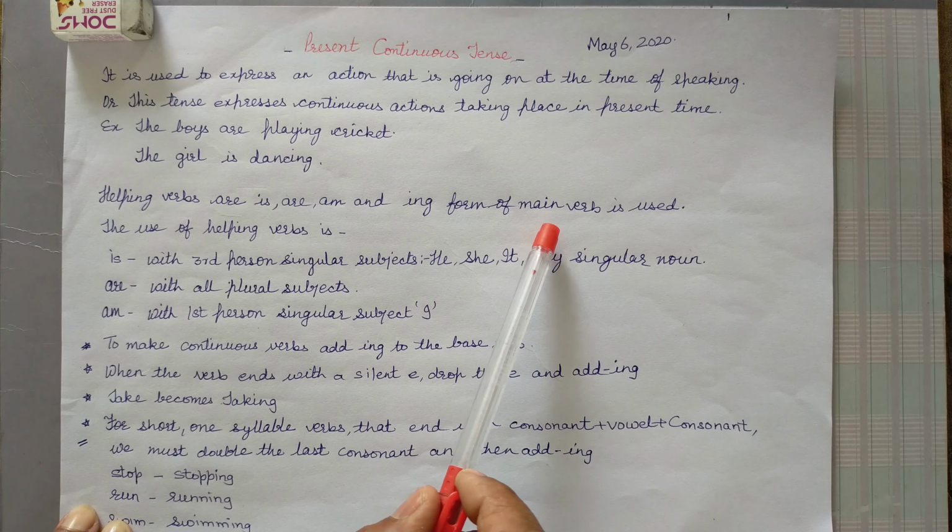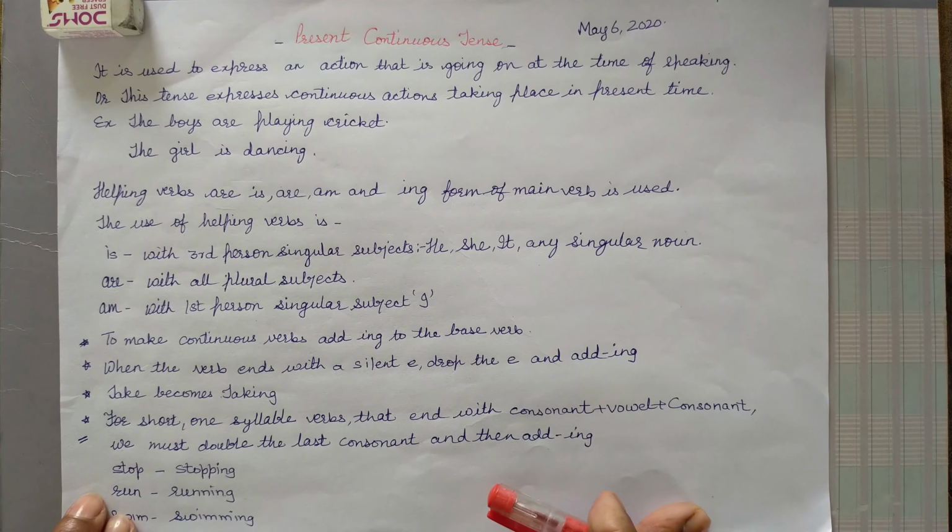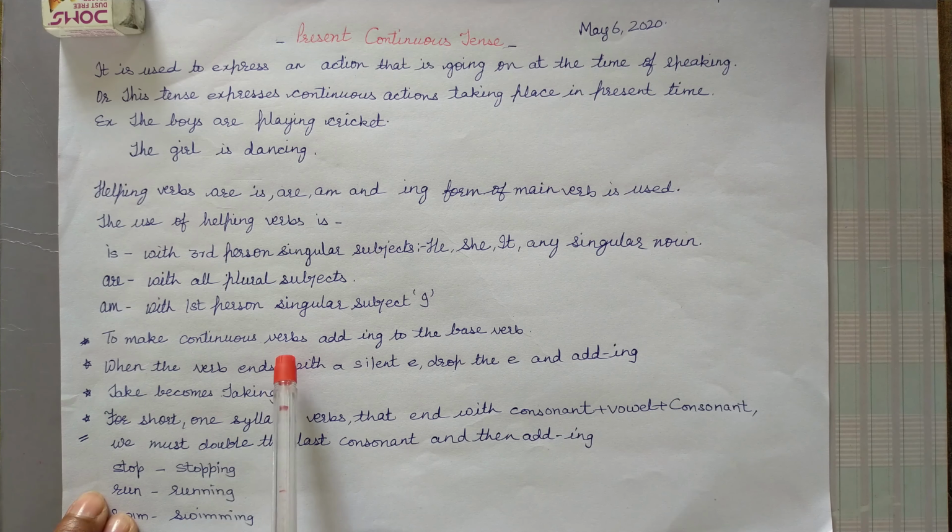The use of helping verb: is with third person singular subjects, he, she, it, any singular noun. Are with all plural subjects, am with first person singular subject I. To make continuous verb, add ing to the base verb.